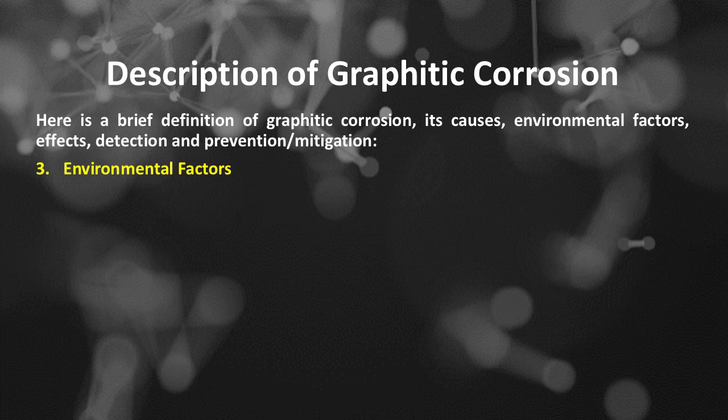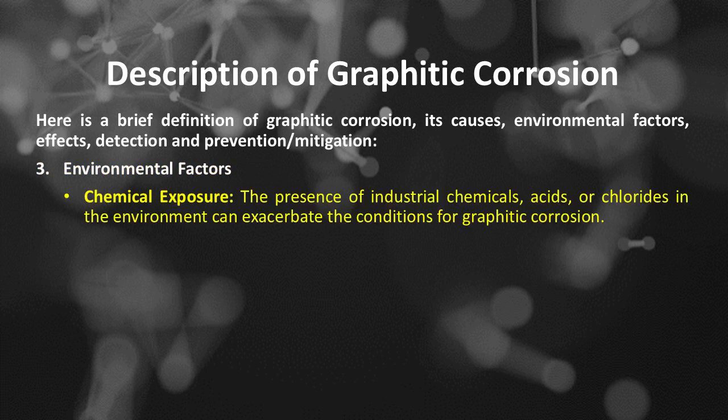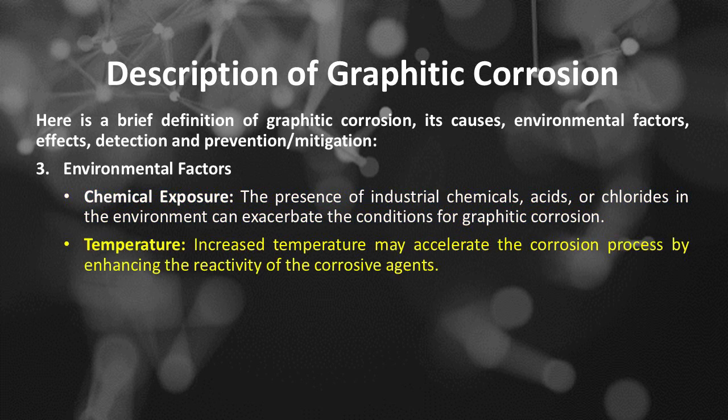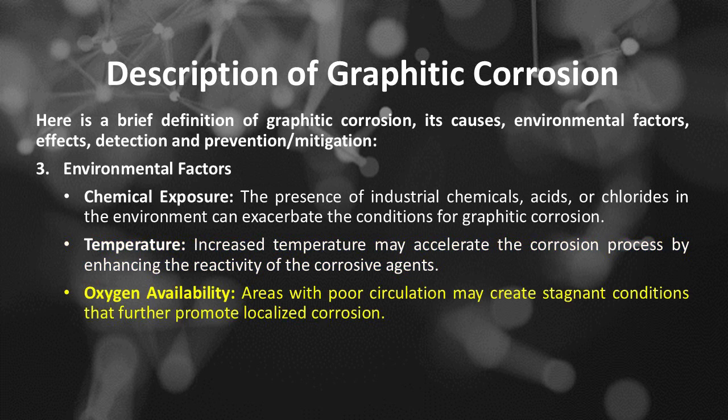Number 3 is graphitic corrosion environmental factors. Chemical exposure. The presence of industrial chemicals, acids, or chlorides in the environment can exacerbate the conditions for graphitic corrosion. Temperature. Increased temperature may accelerate the corrosion process by enhancing the reactivity of the corrosive agents. Oxygen availability. Areas with poor circulation may create stagnant conditions that further promote localized corrosion.